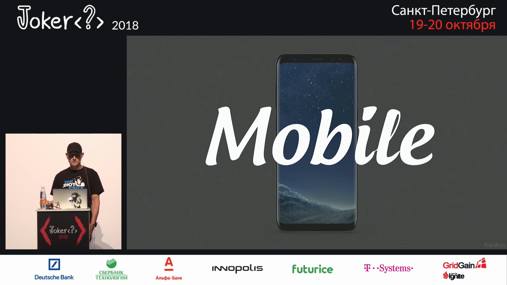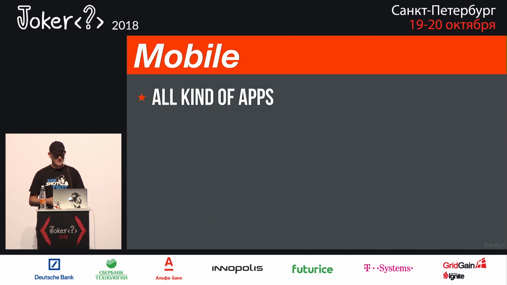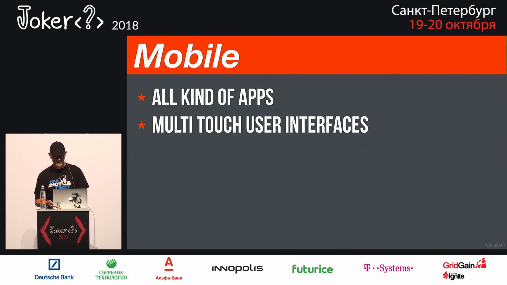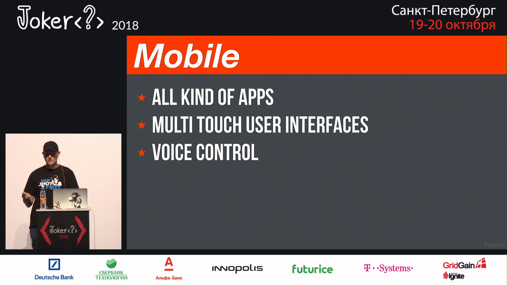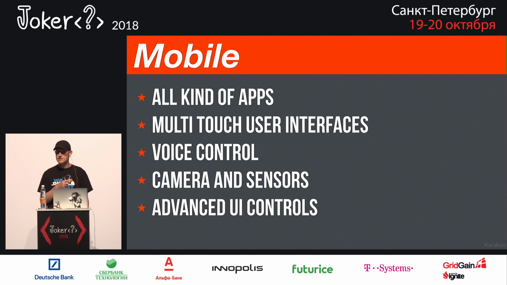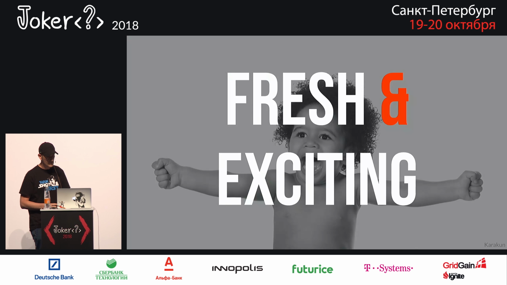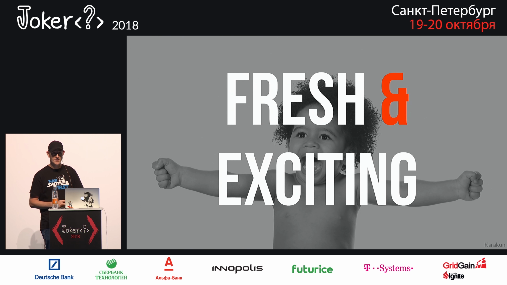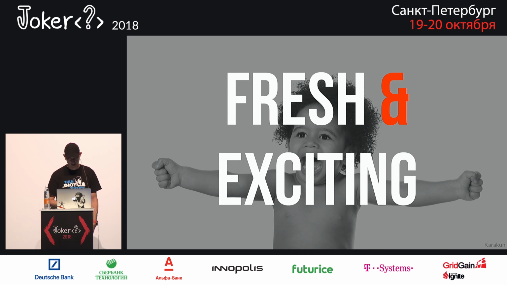Then on the other hand, we have mobile. There we have all kinds of apps. If you need something, then there is an app for that. That's nearly guaranteed. Then we have multi-touch interfaces, then voice control, we have camera and sensors, and we have advanced UI controls, right? So it's because they can make use of all these new things like multi-touch. Well, this is fresh and exciting. So people love their phones and they hate their desktop applications.